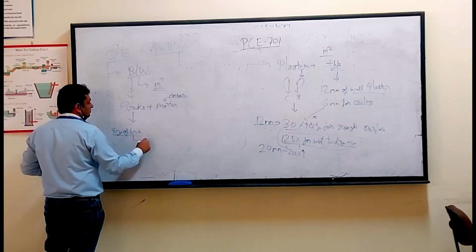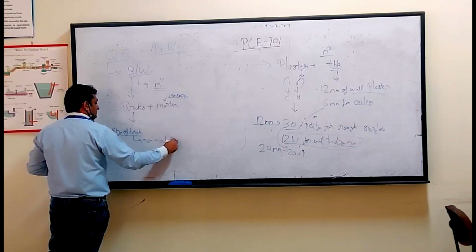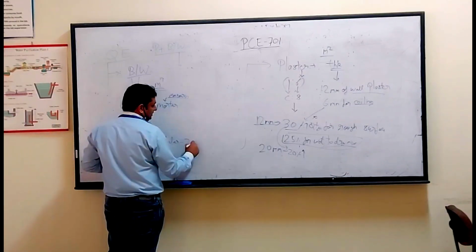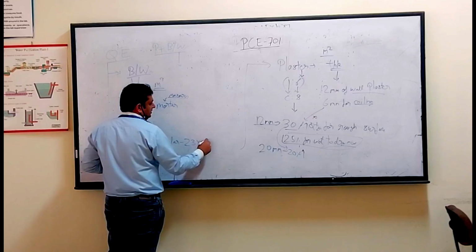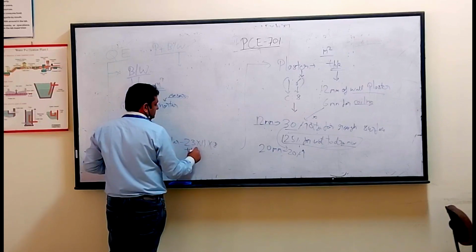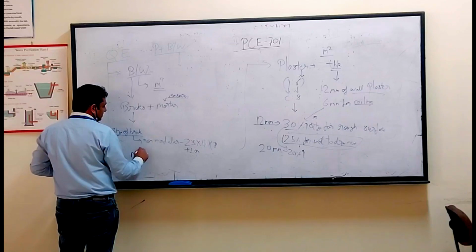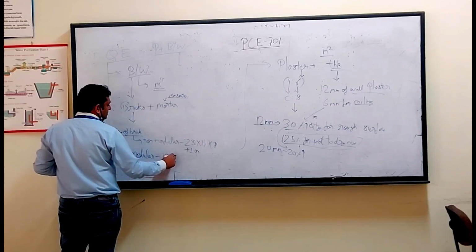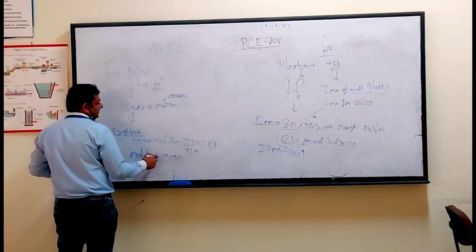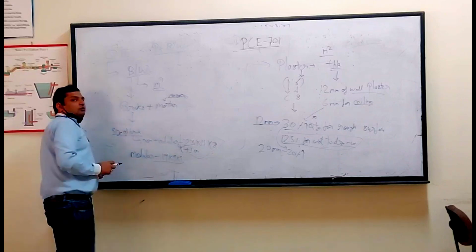Since we are using non-modular bricks, the size is approximately 23 by 11 by 8, plus or minus 1 centimeter, in each direction. Now, the size you generally study in the textbook is the modular size, which is 19 by 9 by 9. But the bricks used in the field are non-modular.